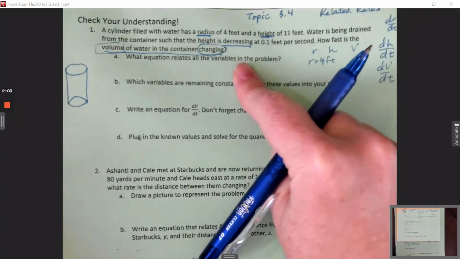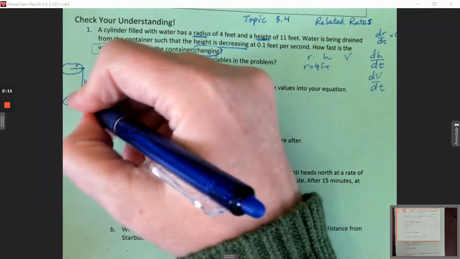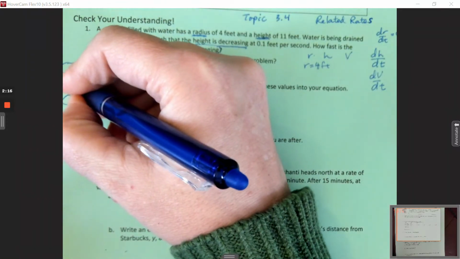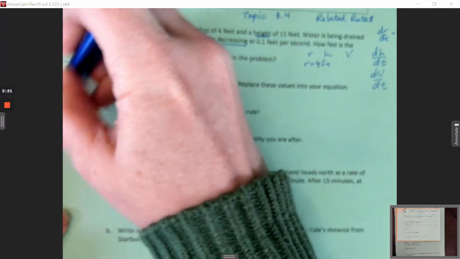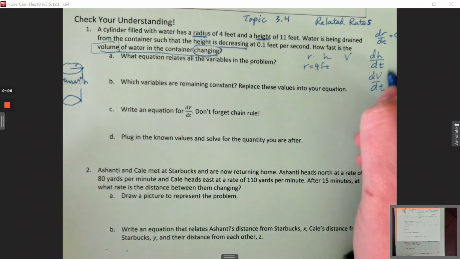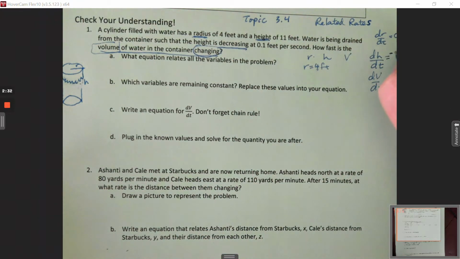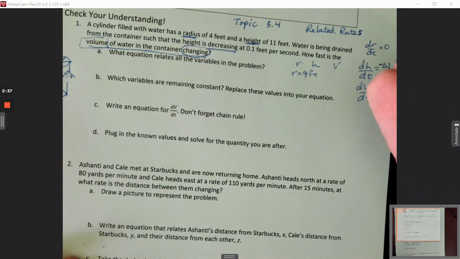What equation relates all the variables in the problem? So I've got my cylinder. It has a radius and a height. But the water's being drained, so there's water in the cylinder. It helps if you make that wiggly curve. But the water is being drained out of this, so the height is changing. But they told me dh/dt is decreasing, so that means negative 0.1 feet per second. We'll come back to that.